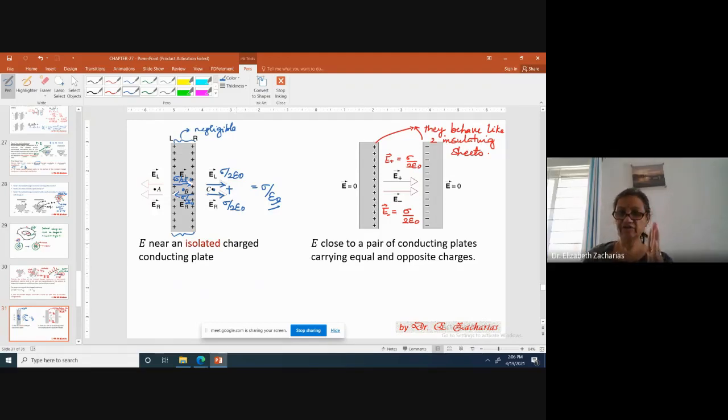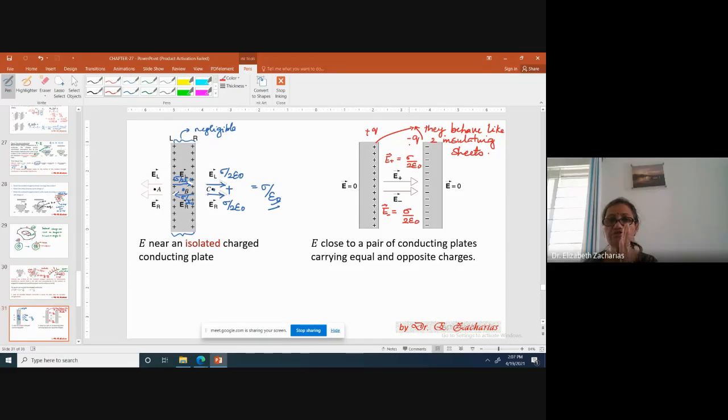But if I have a conductor and another conductor also, and both are charged, then you can't call them isolated anymore. Each is experiencing the field of the other. So then what will happen? Let us see. I have one sheet. The thickness I have to show, it's a metal. I have another identical sheet. One carries plus Q charge, the other carries minus Q charge. Okay?